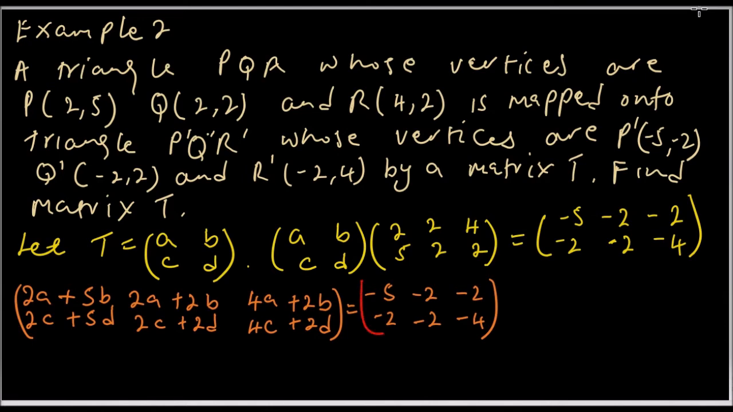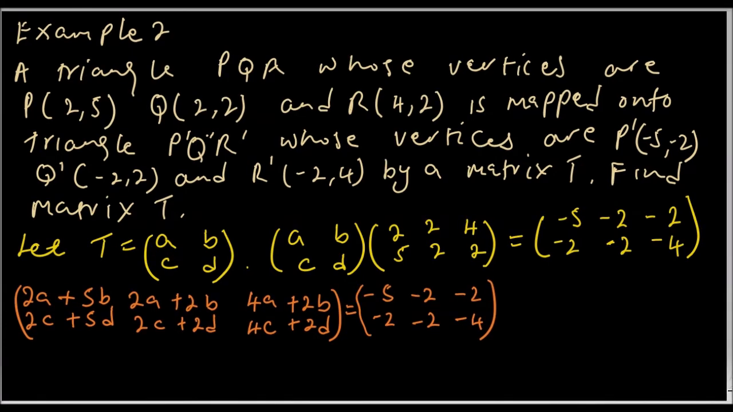So when we equate that, we'll be able to solve for A, B, C, and D. So we equate the corresponding elements. So we have 2A plus 5B is equal to the corresponding element, which is minus 5 on the other side. Then we take the second one. We have 2A plus 2B. It corresponds to minus 2. So these are linear equations.